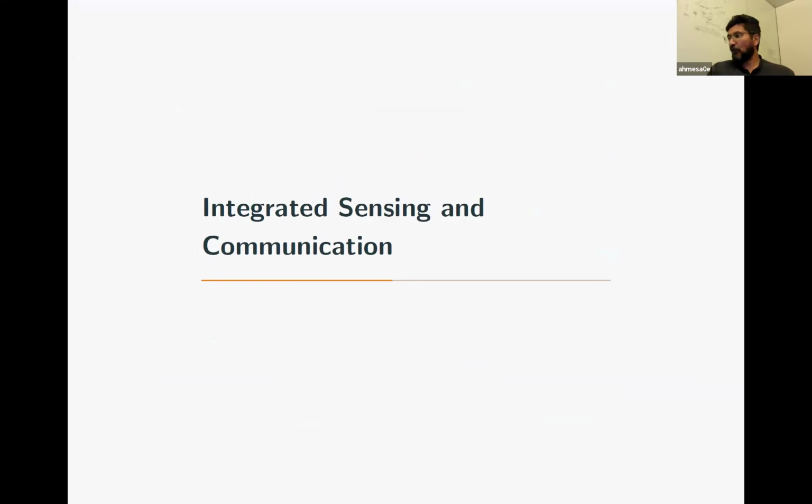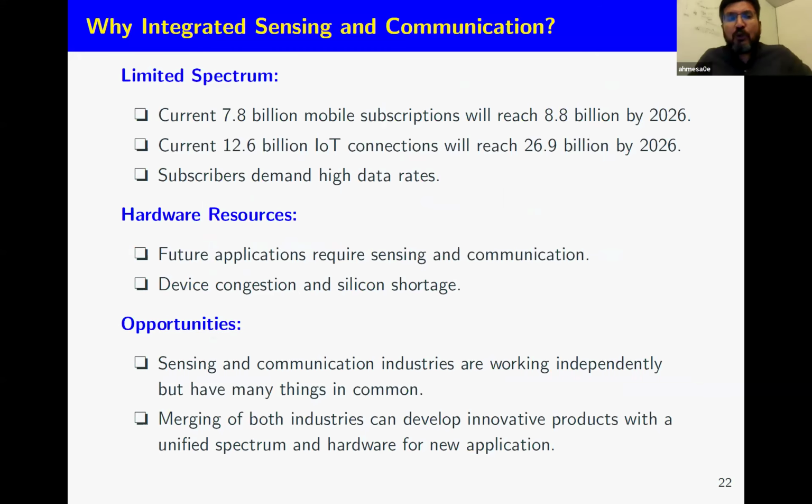Now I'll jump to integrated sensing and communication. First, we'll see what the need for integrated sensing and communication was. You know that currently we have more than 7.8 billion mobile subscriptions and 12.6 billion IoT connections, and both of them are increasing day by day. On top of that, these subscribers need more bandwidth, and all these things need high spectrum.